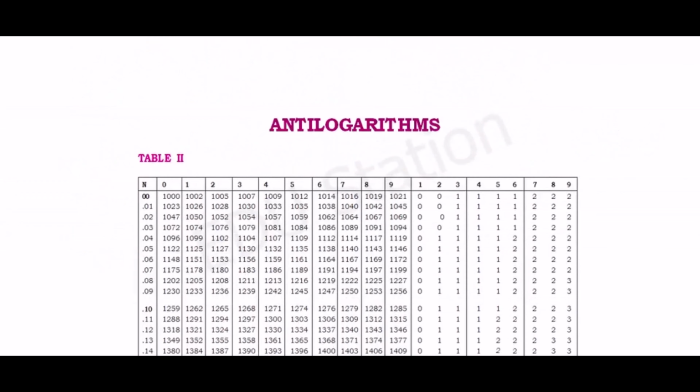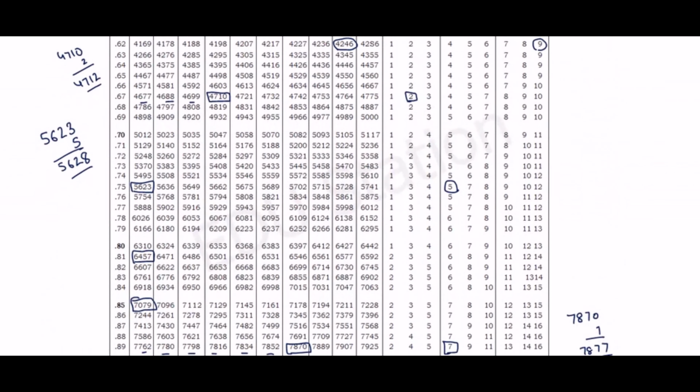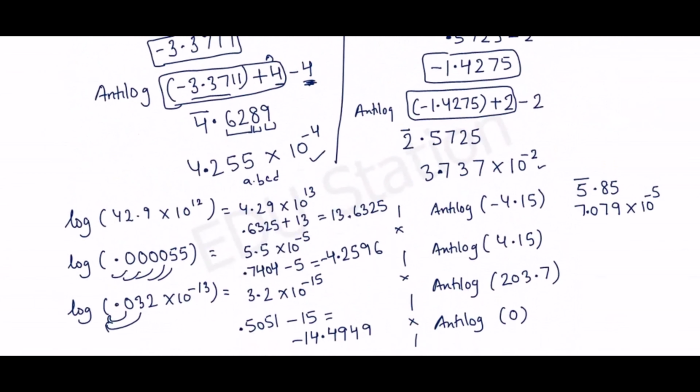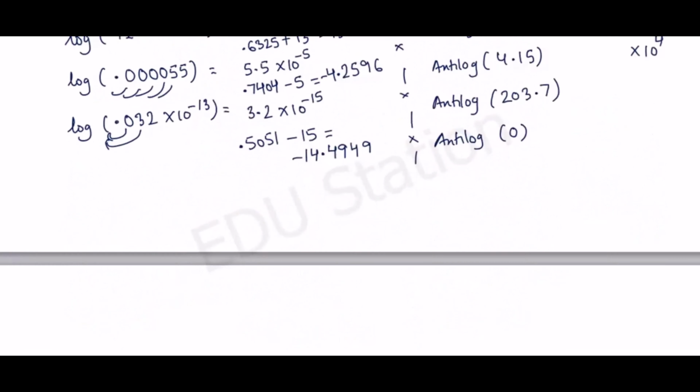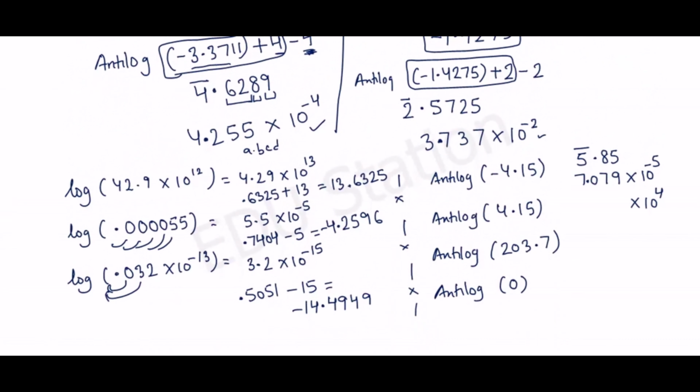So you just looked at the antilog table in front of 85, 7079. Finding antilog of 4.15, you don't have to do anything. This is positive, so this directly means into 10 to the power 4. So look at antilog of 15, which will be 1413. So write your answer as 1.413 into 10 to the power 4.